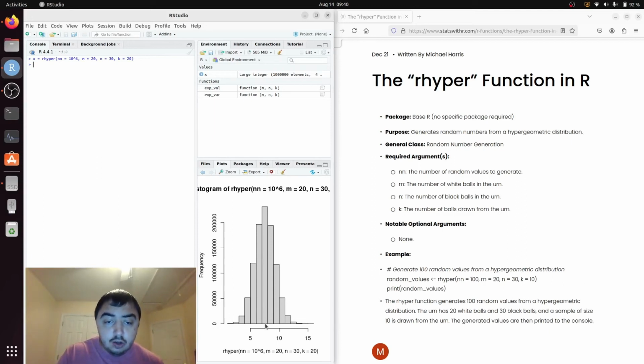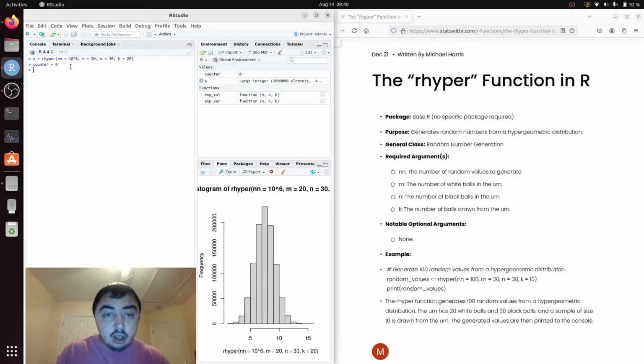Okay, so we know this histogram is centered at 8. And let's see the probability of drawing 10 or more white balls. So what's the probability that, given this distribution, I get 10 or more white balls? That's a reasonable question. So I have a counter variable that I'm going to use to count the number of times we get 10 or greater white balls. Okay? So I'm going to start with a for loop that's going to iterate through each value of x. So what I'm saying is iterate i from 1 to the length of x. Length of x is 1 million, so I'm going from 1 to 1 million.